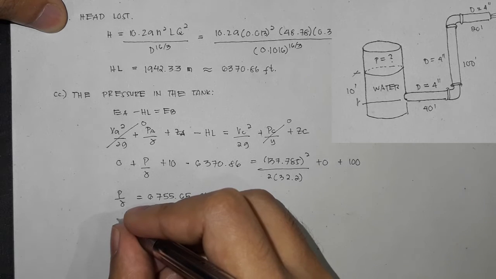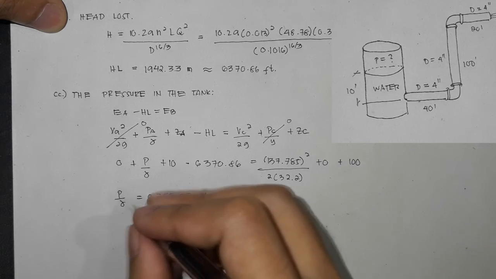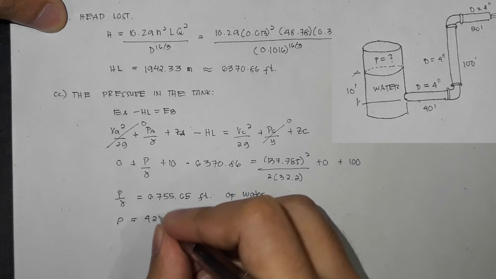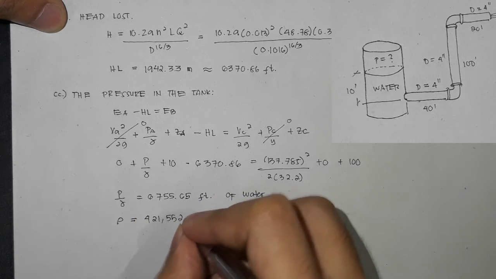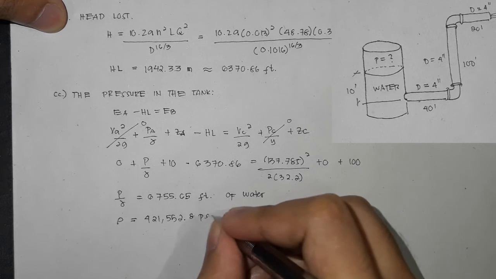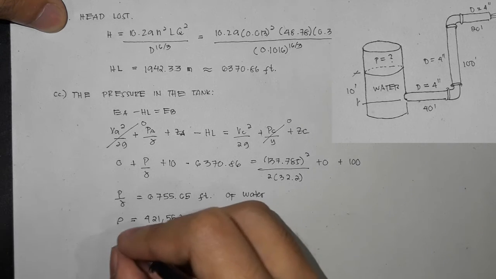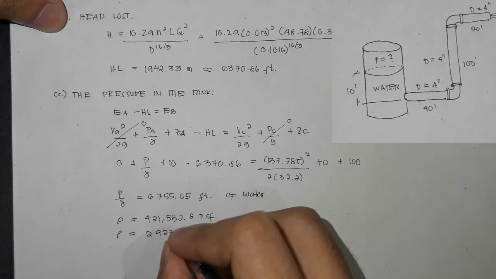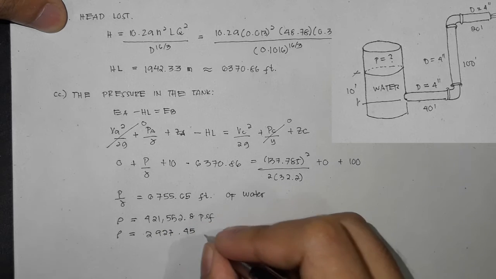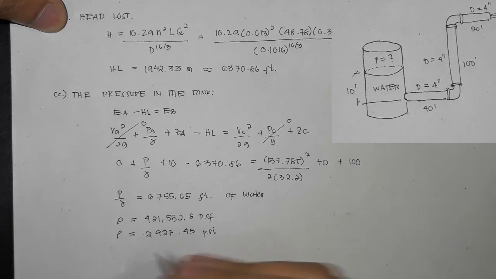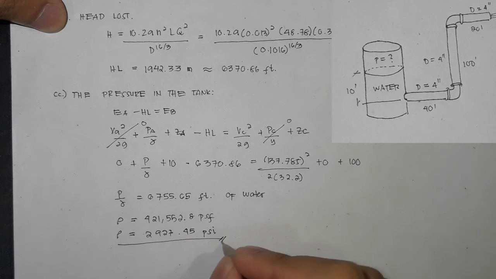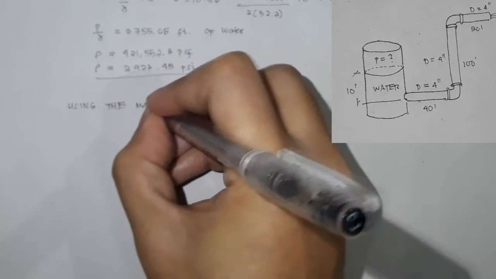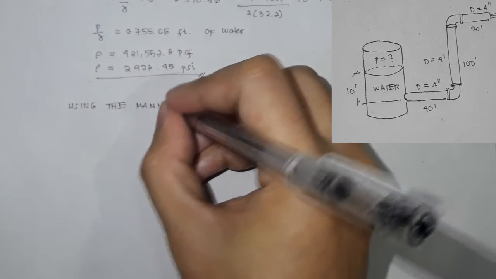After you get the pressure head, you multiply it by the unit weight of water. This will be equal to 421,552.8 psf. Since the required unit is psi, you would then convert it. So now the pressure would be equal to 2,927.45 psi.